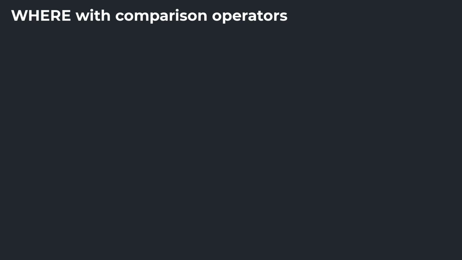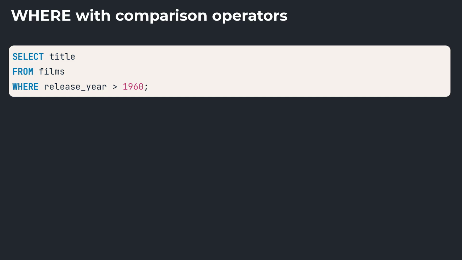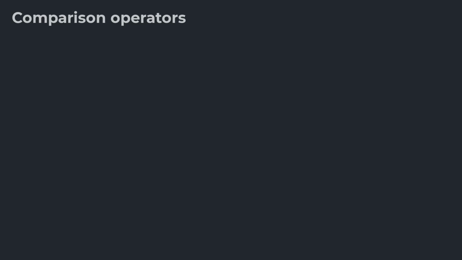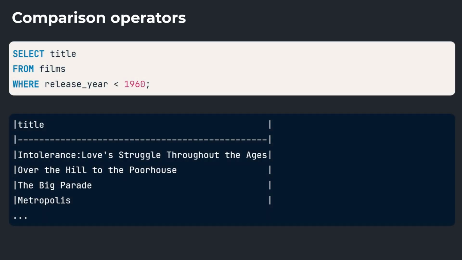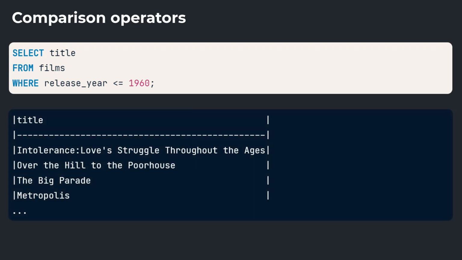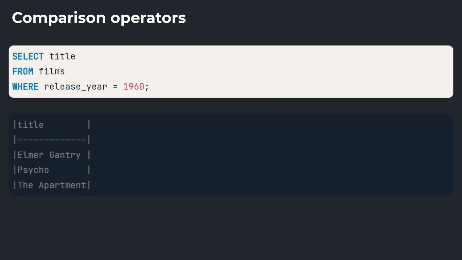To do this, we will be using comparison operators such as greater than. Here is an example of a query where we filtered to see only films released after the year 1960 using the greater than operator. Let's explore some of the other operators. We would use the less than operator to see films released before the year 1960. We would use the less than or equal to operator to see films released during or before the year 1960. If we want to see films released in a specific year, we can use equals.